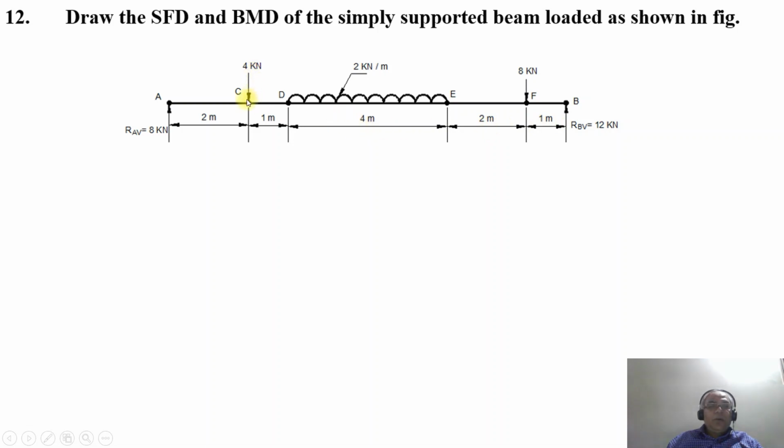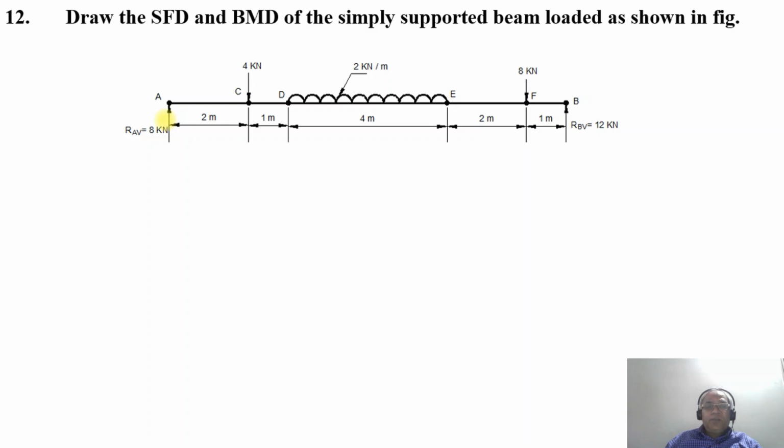Then we have a point load at the point C of 4 kilonewton, at a distance of 2 meters from the end A. And the UDL is between D and E, of 2 kilonewton per meter for a span of 4 meters. The point D starts from 3 meters from the left support. Then at the point F, we have 8 kilonewton, at a distance of 9 meters from the point A. So this is how the loads are acting on the beam.